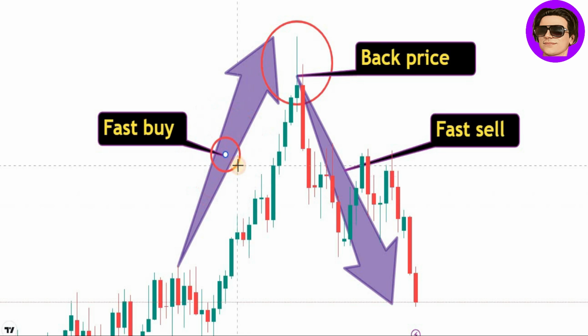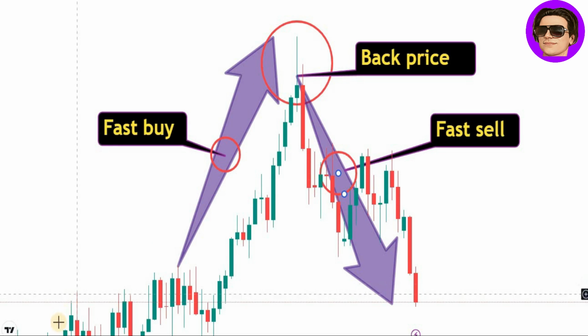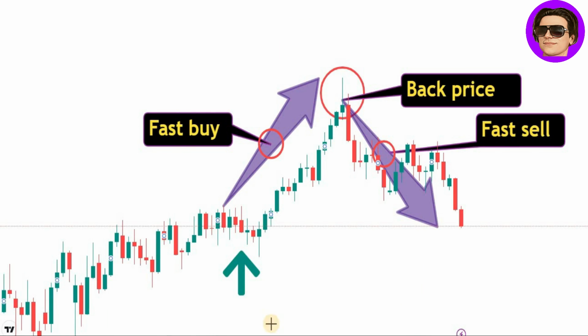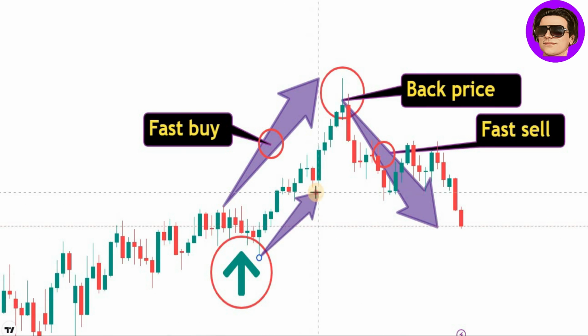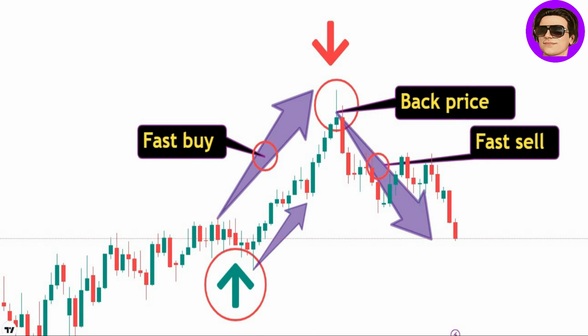Look at the chart. First buy, back price, fast sell. Yes. Look at here. Look at the chart. Price go buy, fast buy, back price, and price go sell, fast sell.